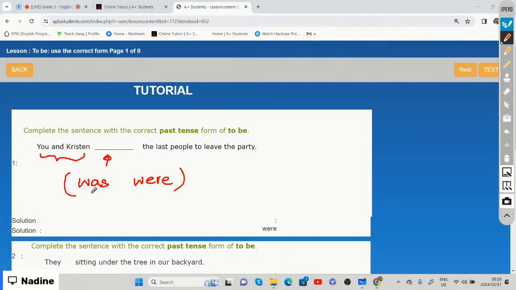So we're going to have to choose one of these words to add to our answer, right? So this is plural, right? And remember I said earlier on, it depends also if it's singular or if it's plural. So in this case, it's a plural form, because it shows more than two people, or the subject is two or more people, right? So do we say you and Kristen was the last people to leave the party, or you and Kristen were the last people to leave the party?